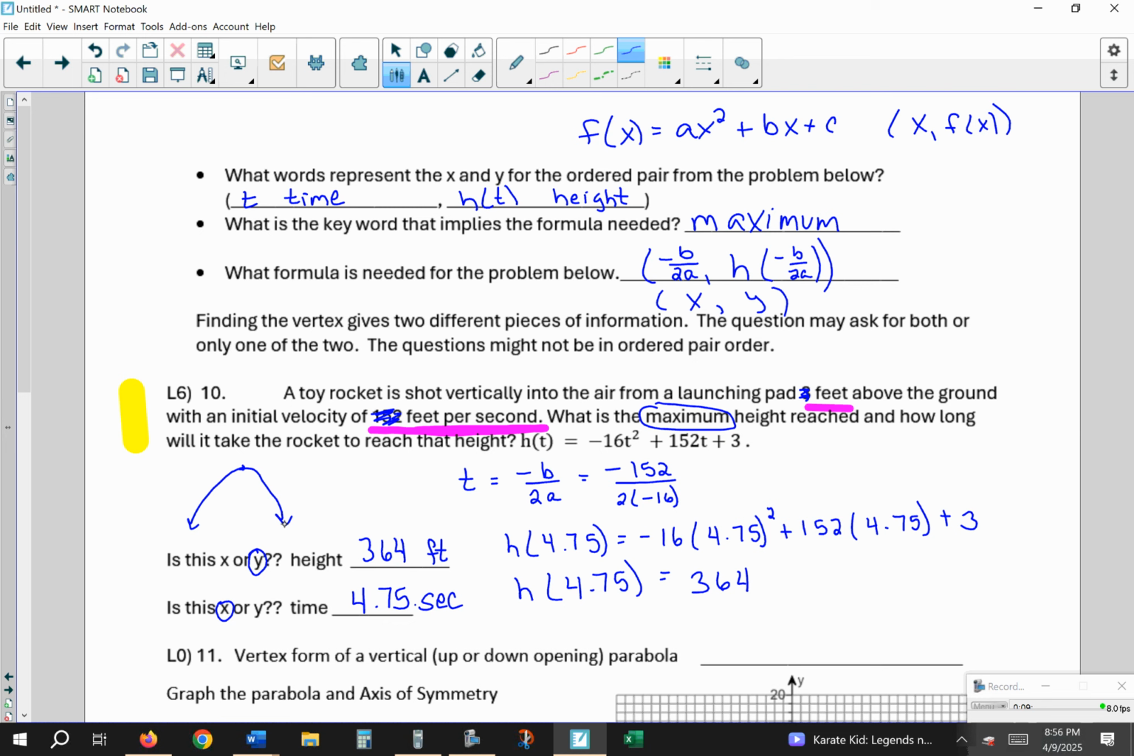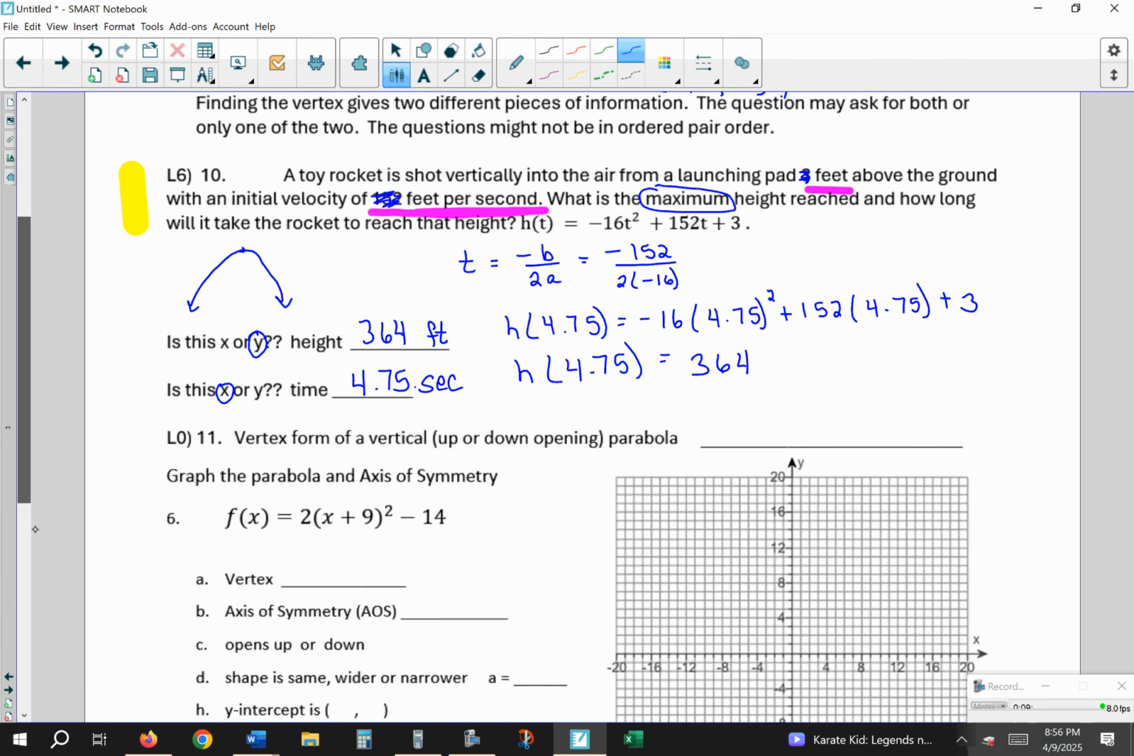But anytime I ask you for a maximum or a minimum, if I ask you for a max or min, we know we need vertex formula. Most often, I'm asking you for 2 answers, which is also kind of a dead giveaway that you need this in order to find both values.